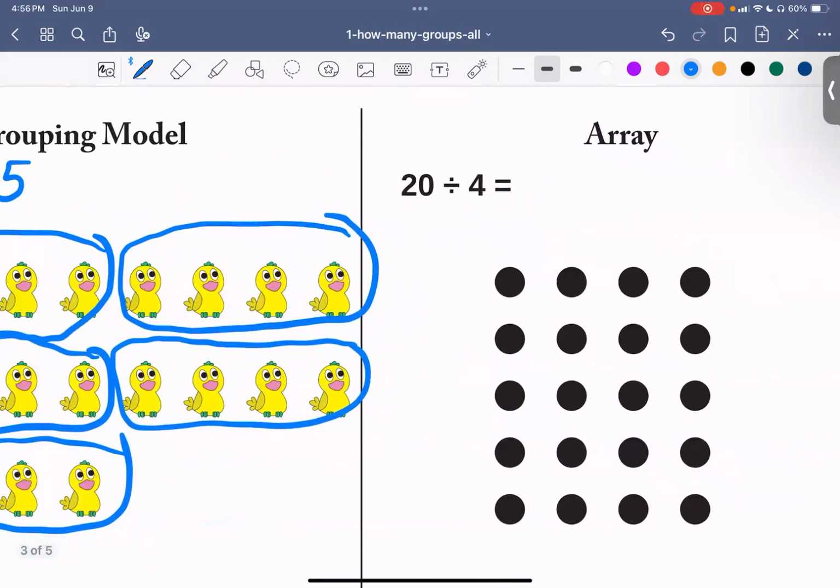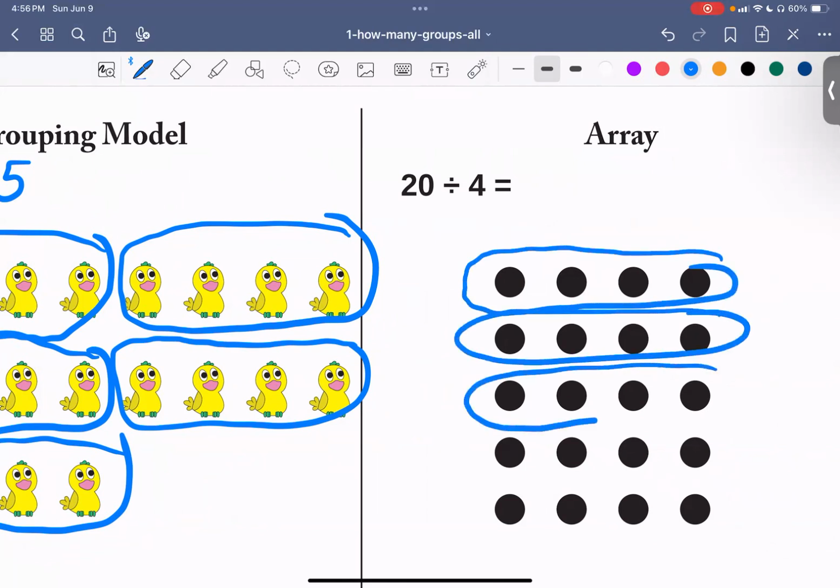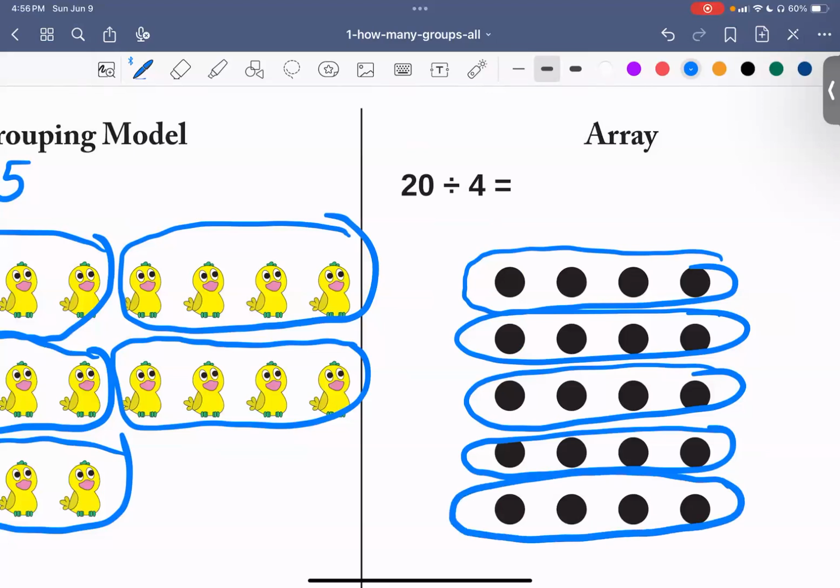And I could do the same thing here. And if you look here, the groups are made in fours. Okay? So 4 plus 4 plus 4 plus 4 plus 4, or 4 times 5 is 20. So 20 divided by 4 is 5.